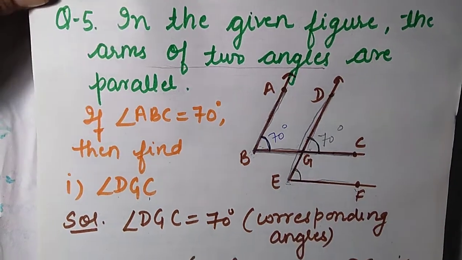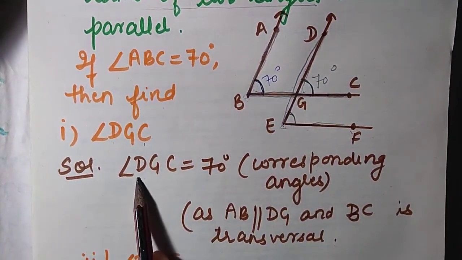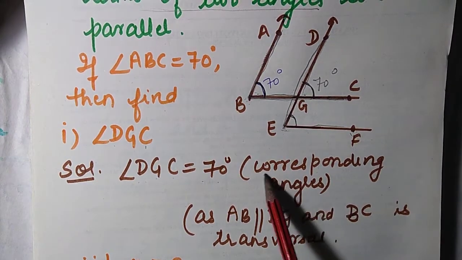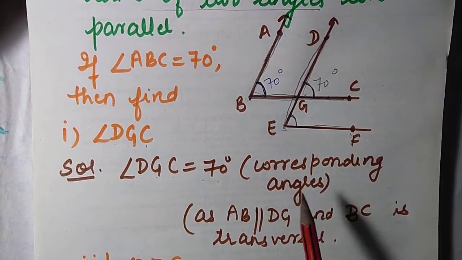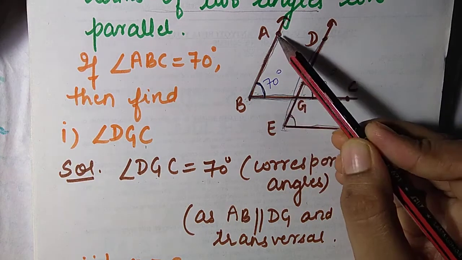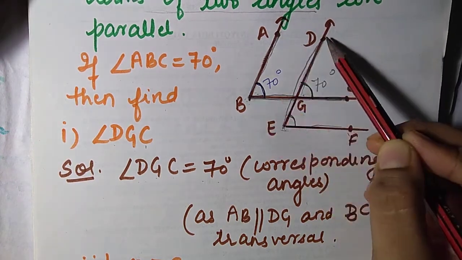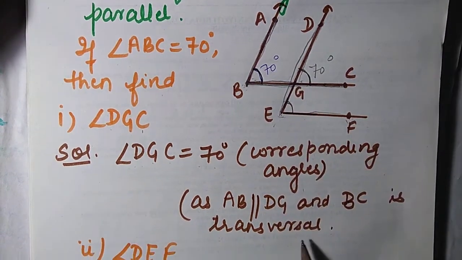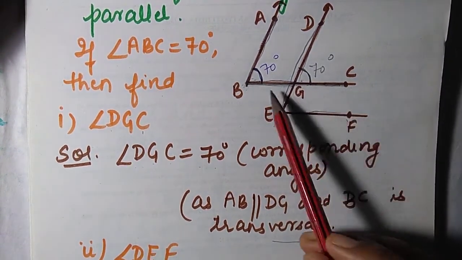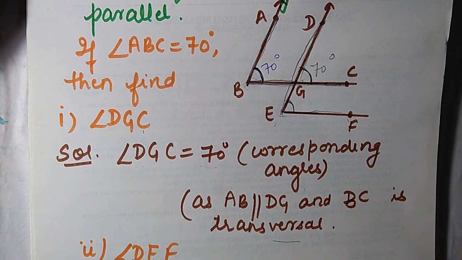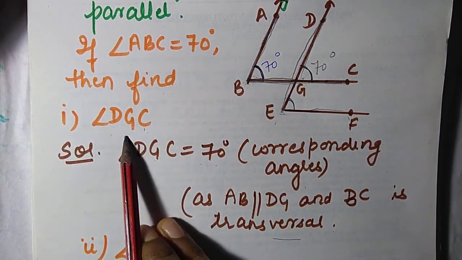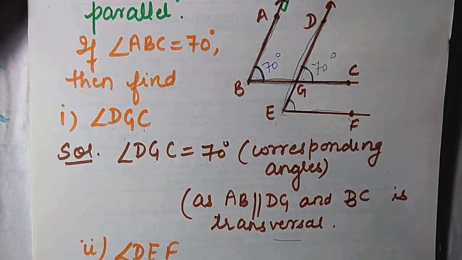So how will you write the solution? Angle DGC is equal to 70 degree. Why? Because of corresponding angles. Because in this diagram, AB is parallel to DG and BC is acting as a transversal. So whenever the lines are parallel, corresponding angles are equal. That's why the value of angle DGC is 70 degree.